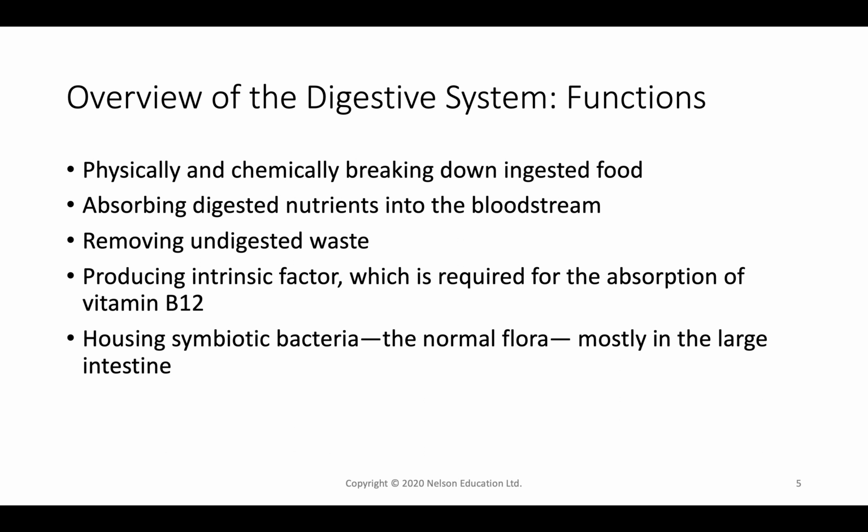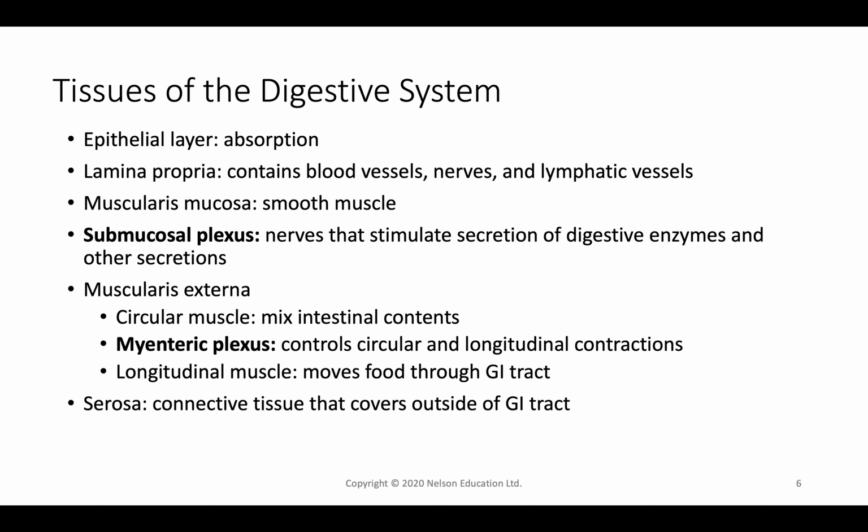The intrinsic factor specifically is required for the absorption of vitamin B12, but there are a lot of different things that we are going to be creating that are required for the absorption of particular biomolecules. We also are going to be housing symbiotic bacteria that are good for us, the normal flora found in the large intestines that help us to create different biomolecules and nutrients.